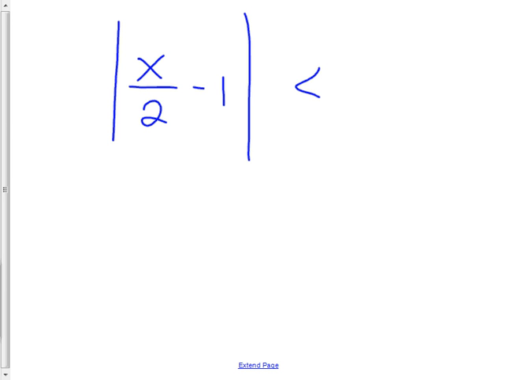Let's do one more that's just simplish. X over 2 minus 1 is less than 5.